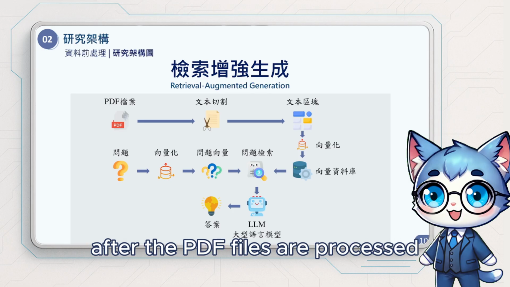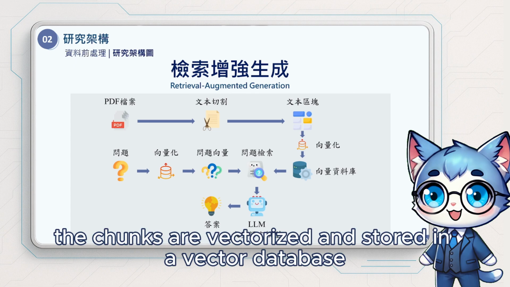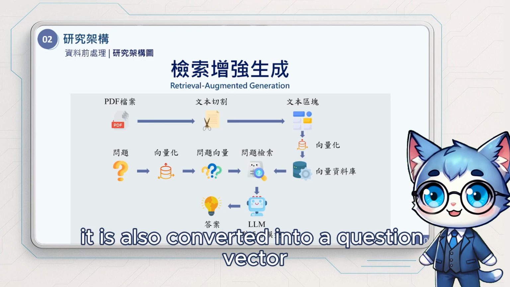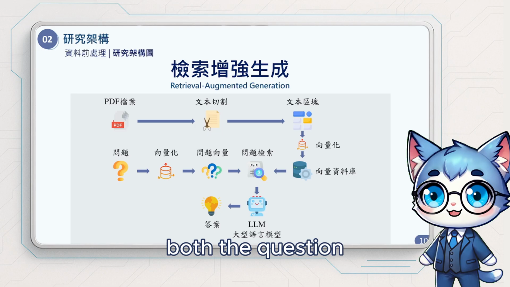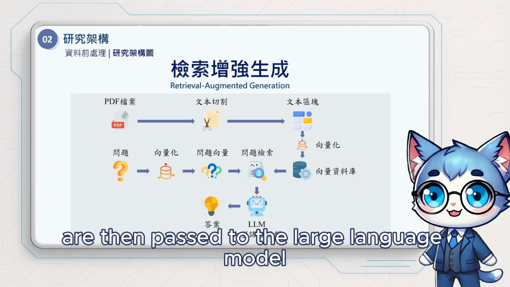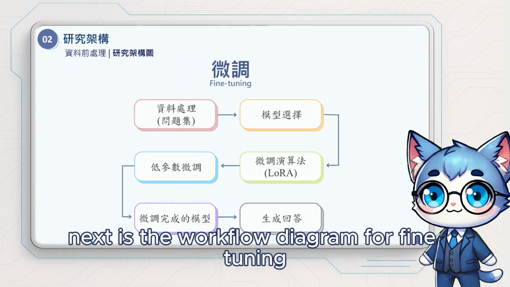After the PDF files are processed and split into text chunks, the chunks are vectorized and stored in a vector database. When a user inputs a question, it is also converted into a question vector. Both the question vector and the relevant vectors from the database are then passed to the large language model to generate a comprehensive answer. Next is the workflow diagram for fine-tuning.